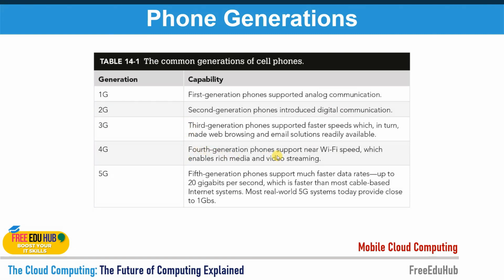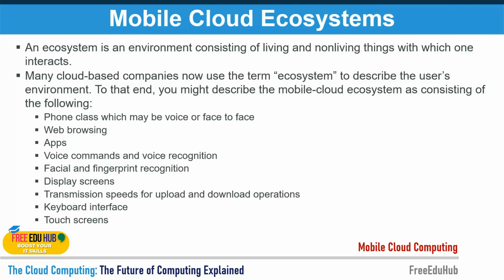Then in 4G, the fourth generation mobile phones near Wi-Fi speed, and it even enables the rich media of video streaming and other things. And of course, with the fifth generation, that's what we are using at the moment. It can go up to 20 gigabits per second, which is faster than most of the cable-based internet systems, and most of the real world 5G systems today provide close to 1 Gbps connection. So that's the difference between the generations.